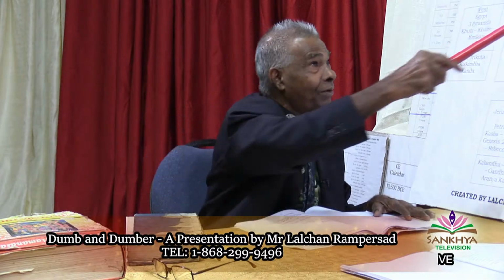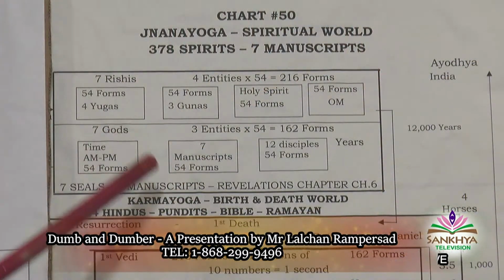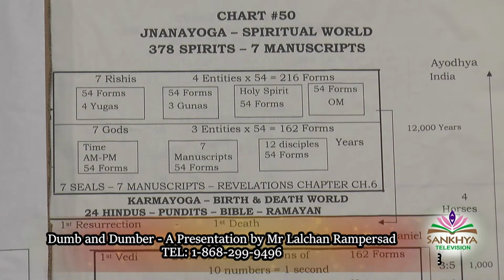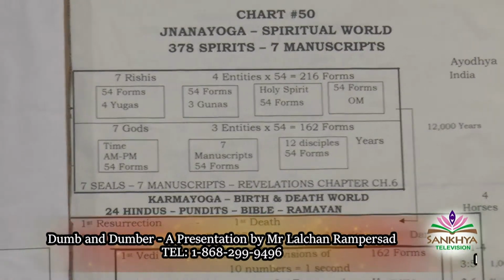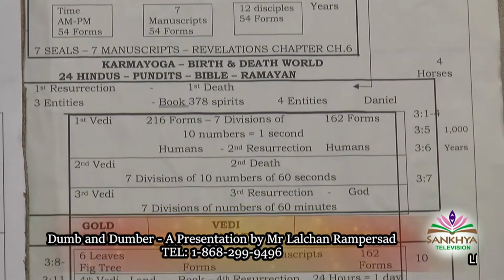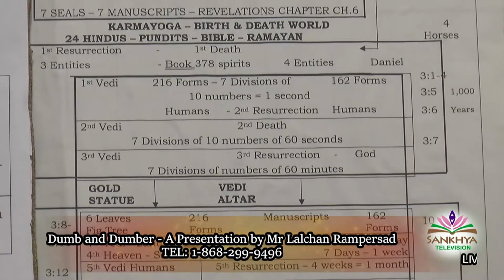Yeah. So this is why you have 378 forms. This is what they call 378 spirits that the Holy Spirit is coming on. Now it's divided here. Now I see that many times they're making the statement 4, 3, 2, 1. That is how they have the yugas divided.